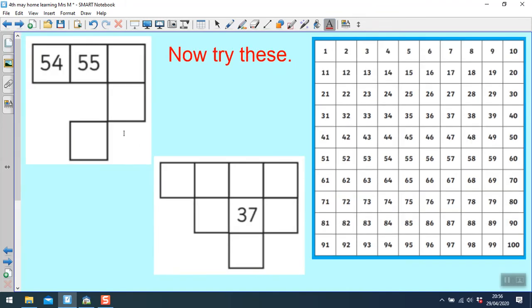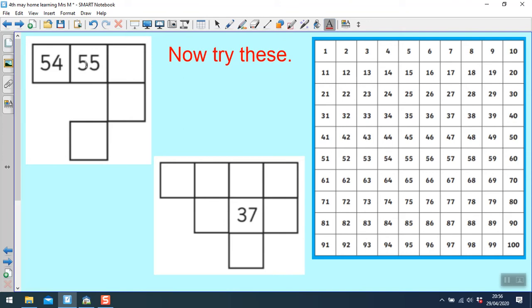Now have a go at these ones. To help you with this one, what I would suggest is that you fill in a number here or here to help you with this one. Pause the video while you have a go at these. Don't forget you can use the 100 square if you like, but you don't need to.